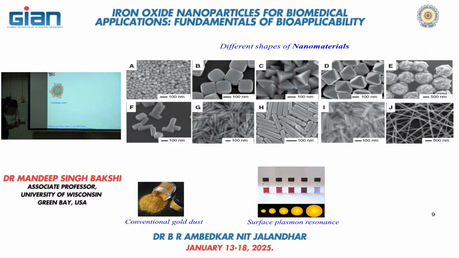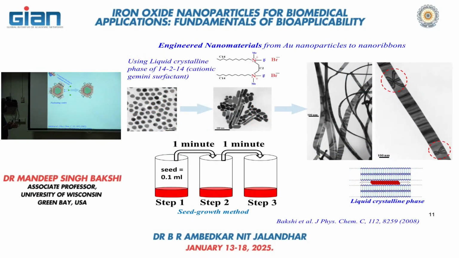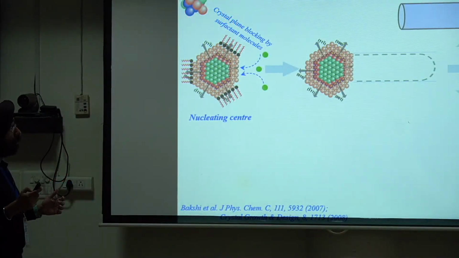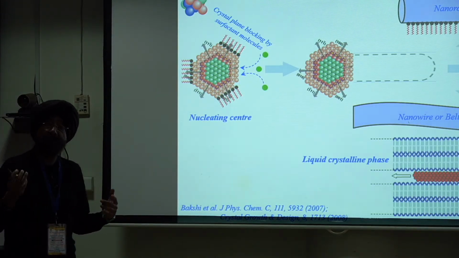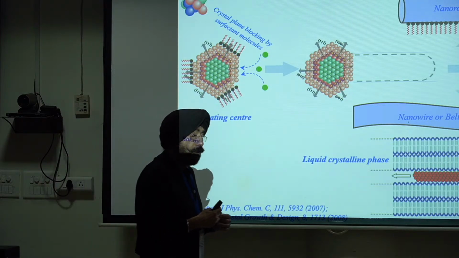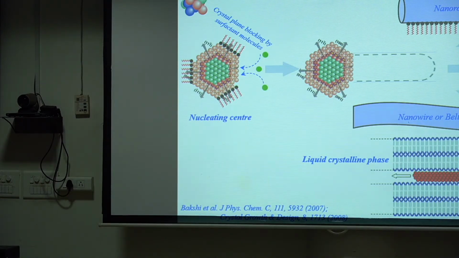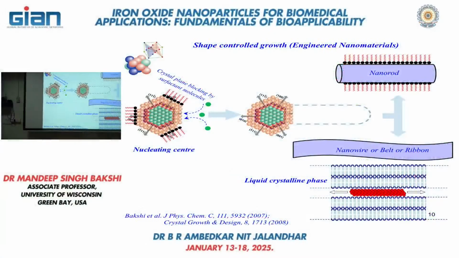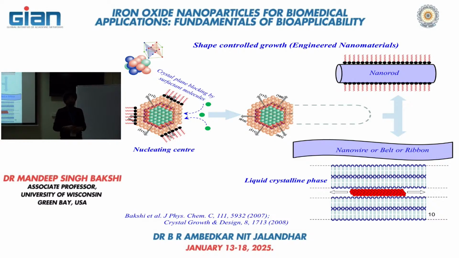So this slide I showed you previously, and here I am simply saying, how can you control the shape? The obvious question is, now I have shown you very different shapes. It is much easier to understand how I can control the shape where the gold nanoparticle can be transformed into a ribbon or a wire. There are other complicated shapes, but it is not easy to understand how we can control them.